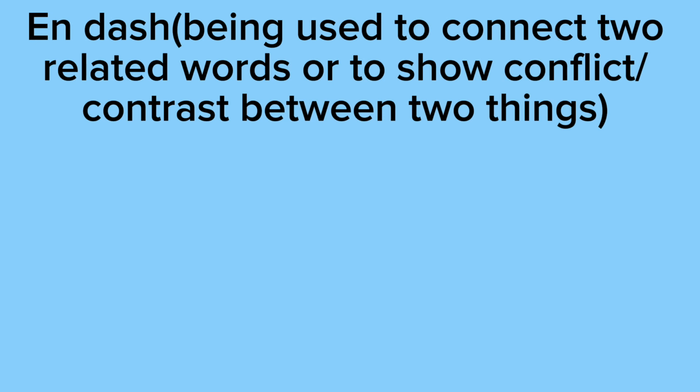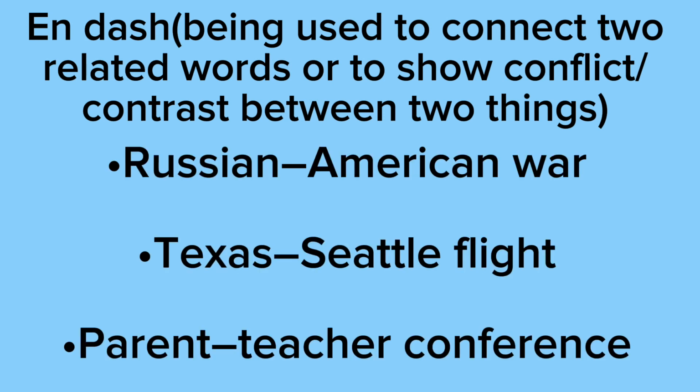Next, we have the en dash being used to connect two related words or to show conflict or contrast between two things. So the first example says Russian en dash American war. This shows conflict. The second example says Texas en dash Seattle flight, and this shows two related things, Texas and Seattle. And the third example says parent en dash teacher conference, and this shows contrast between two things.